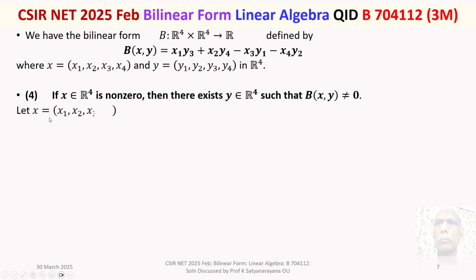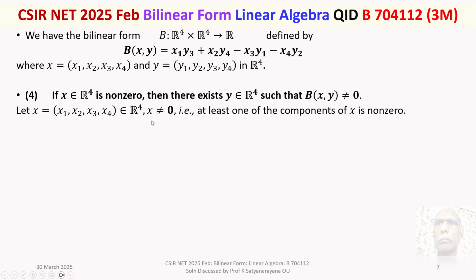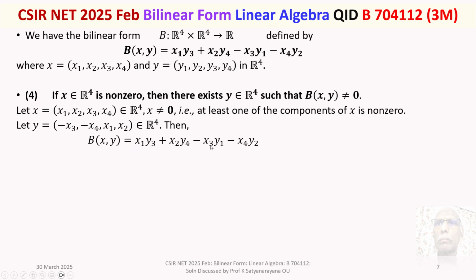Right. Let x is equal to the quadruple x1, x2, x3, x4 belongs to R to the power of 4. x is non-zero. That means at least one of the components of x is non-zero. Now let y be equal to minus x3, minus x4, minus x1, x2. That means y1 is minus x3, y2 is minus x4, y3 is x1, y4 is x2. With this, b of x comma y is equal to x1 y3 plus x2 y4 minus x3 y1 minus x4 y2.